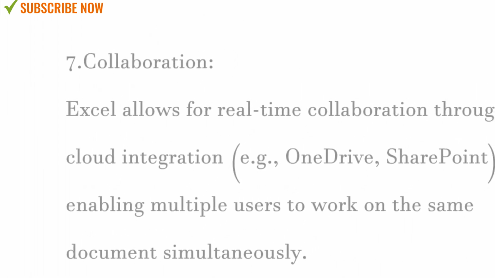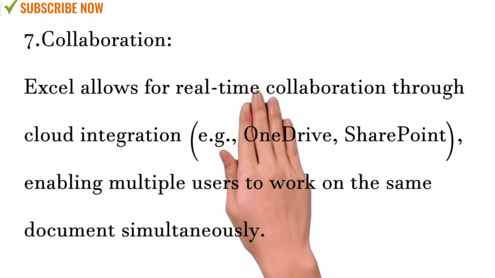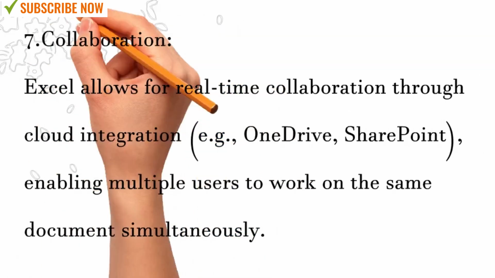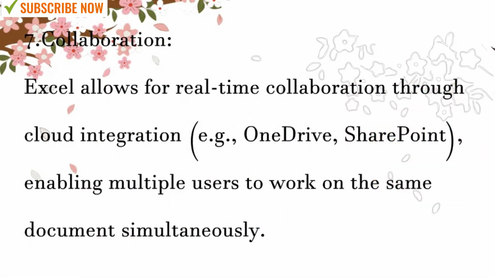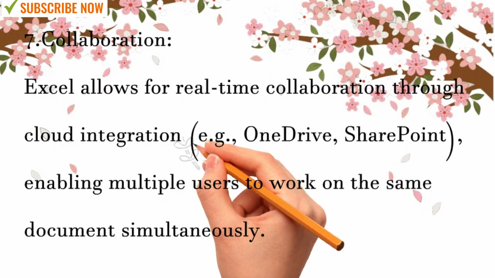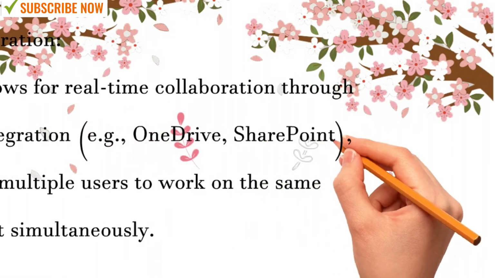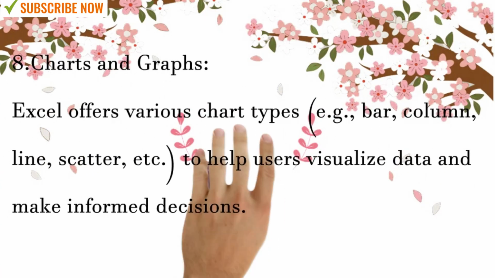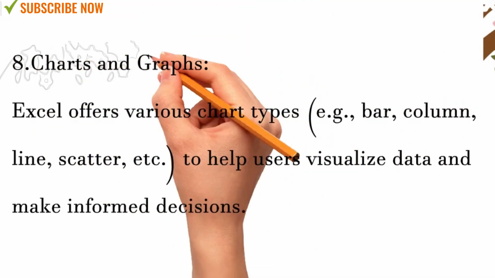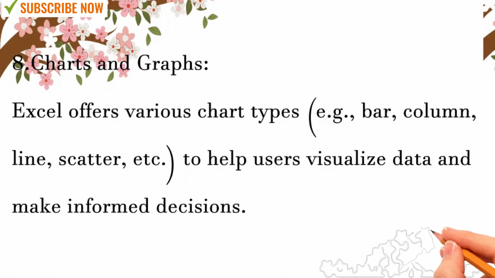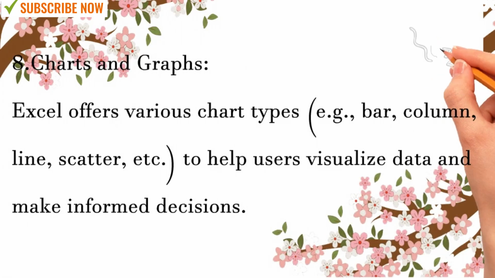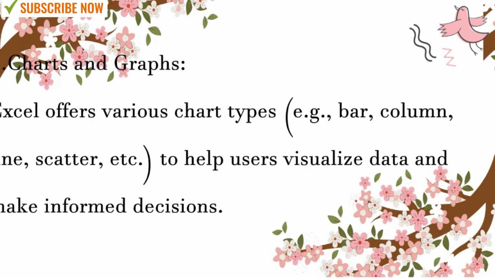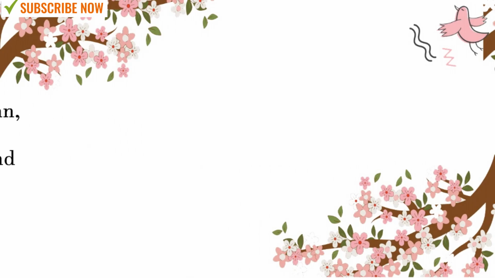7. Collaboration. Excel allows for real-time collaboration through cloud integration, e.g., OneDrive, SharePoint, enabling multiple users to work on the same document simultaneously. 8. Charts and graphs. Excel offers various chart types, e.g., bar, column, line, scatter, etc., to help users visualize data and make informed decisions.